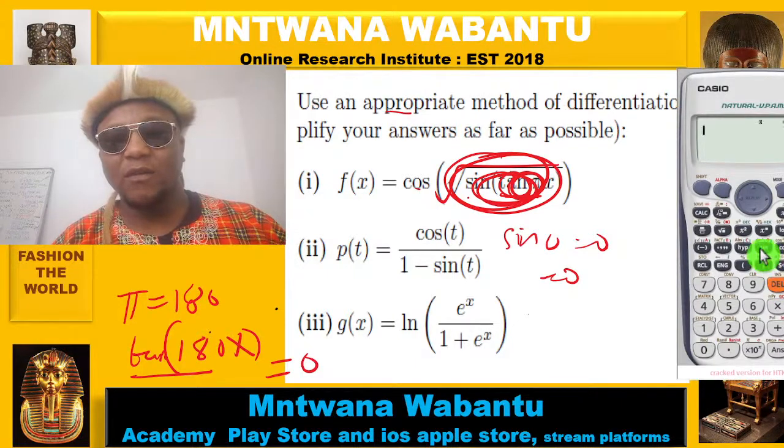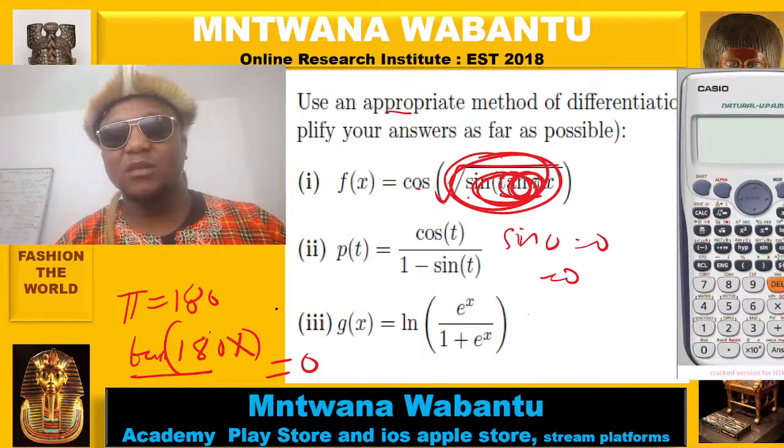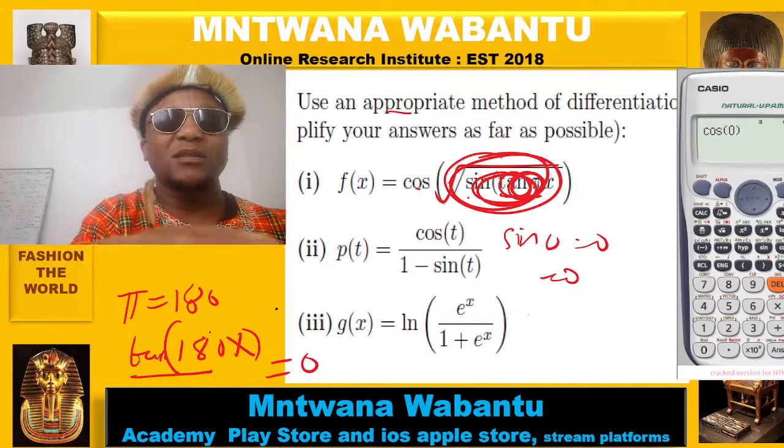Then I can say cos. But in an exam, make sure you show your work, right? Cos of 0 is going to give you 1. Okay, so cos of 0 equals 1.